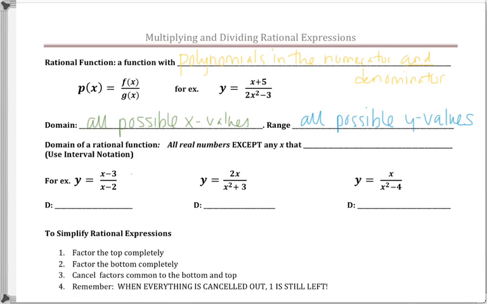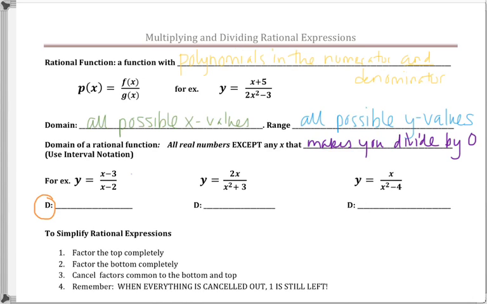So for a rational function, the only value that causes us to break rules that we've learned in algebra would be any x value that makes us divide by 0. So all real numbers except the x's that make you divide by 0 are going to be part of the domain. Well, in this first example, what is the only value that I could use for x that would cause us to divide by 0 in this function?